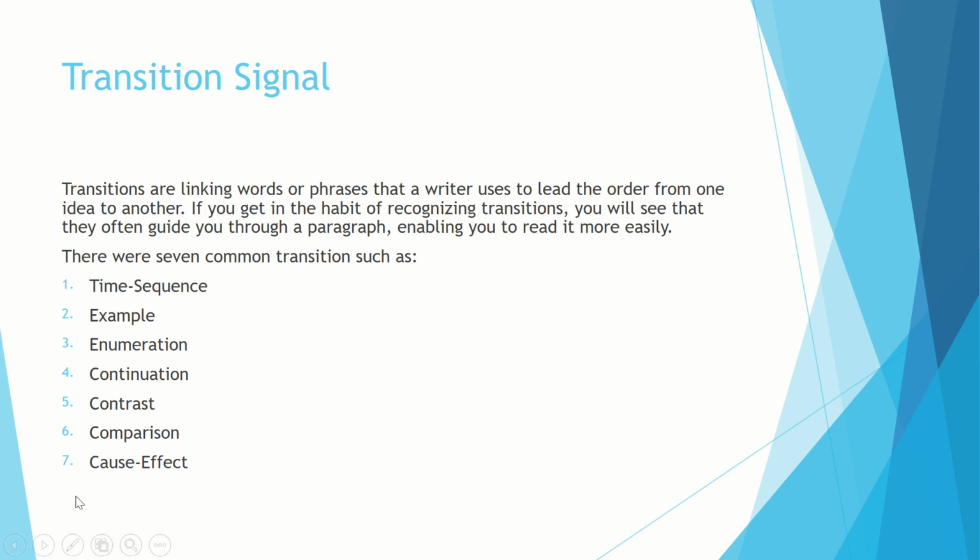And there are seven common transitions, such as time sequence, which we use with words like first, second, third, then, etc. It's used on number-based things. And number two, example.